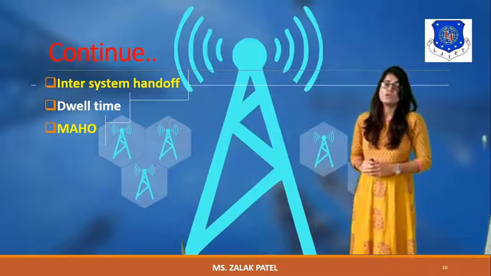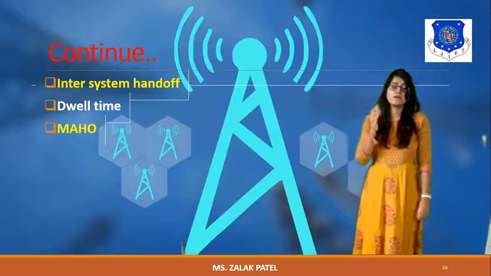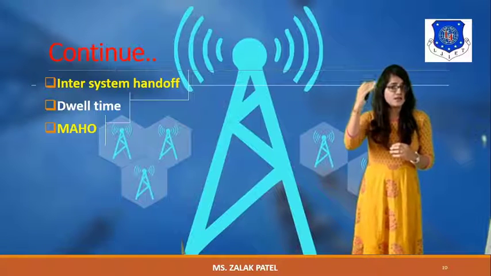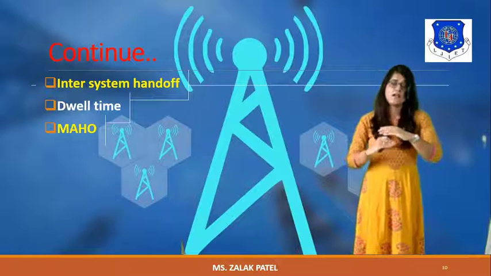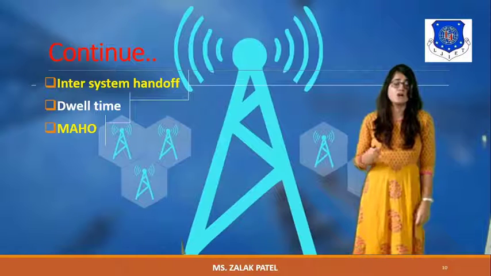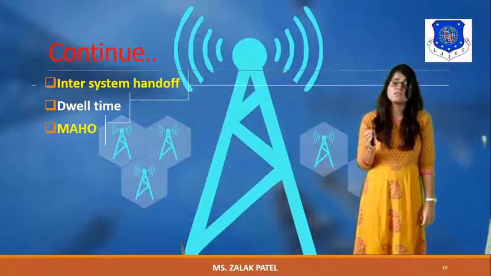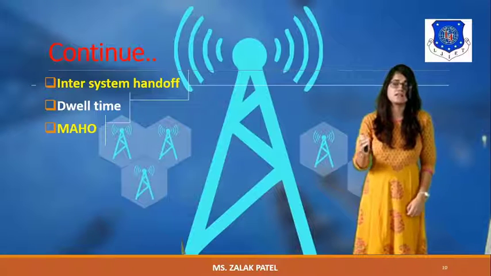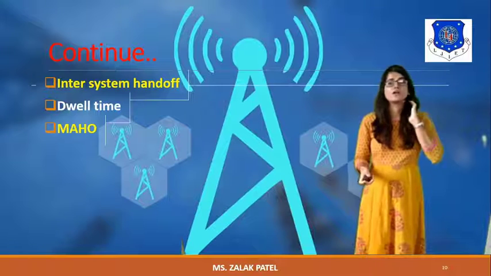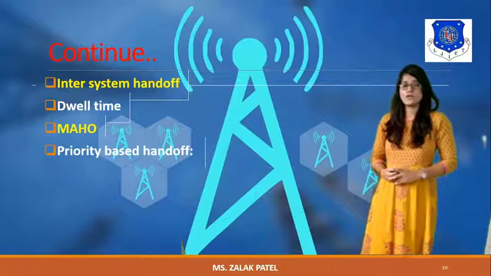Next is MAHO, which means mobile assisted handoff. Mobile assisted handoff is always determined by the signal strength. When the signal strength is reduced compared to the predetermined level of the signal, at that time the handoff is initiated. Handoff only occurs when the signal strength is reduced to the predetermined radio signal strength. Next is priority based handoff.